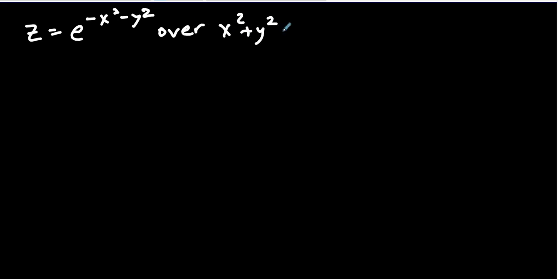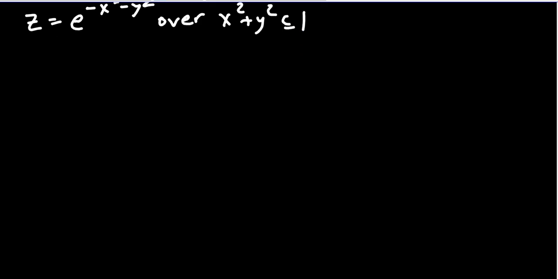Okay. So let's say that we have this function z equals e to the negative x squared minus y squared. Let's find the relative extrema over the disk x squared plus y squared is less than or equal to 1. Okay, so we don't need to worry about our specified disk until we get everything solved out. So let's just focus on our function first.